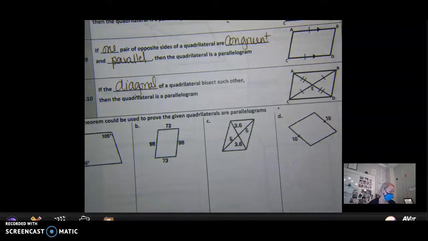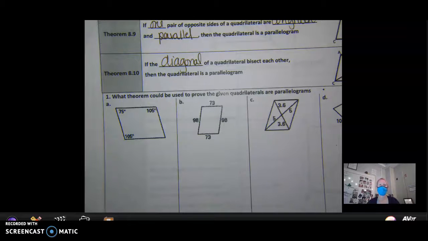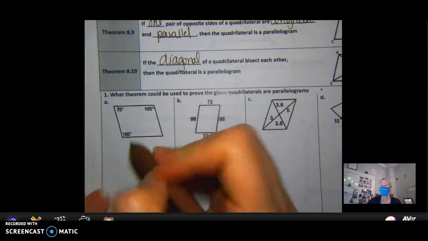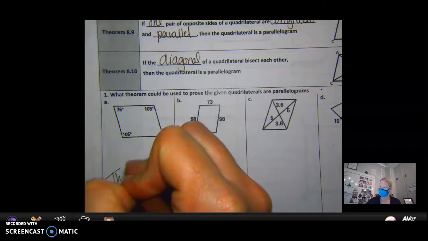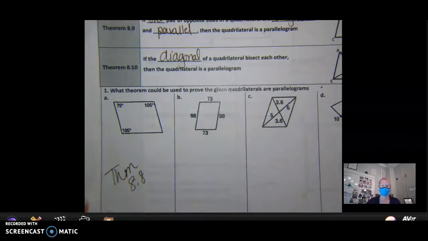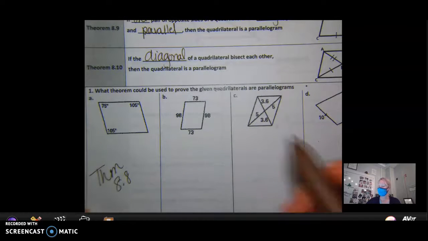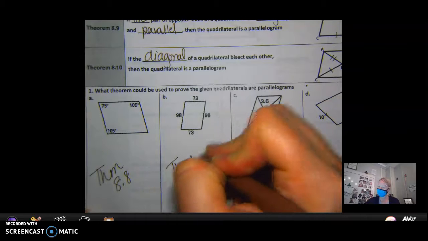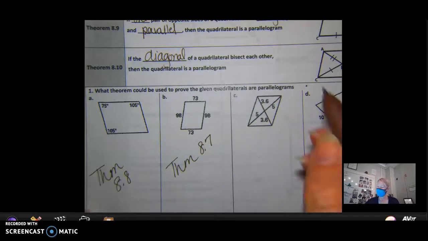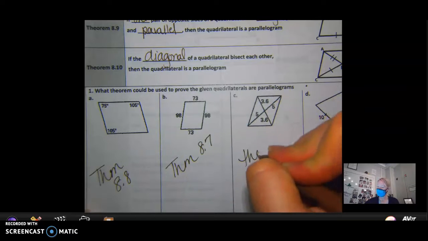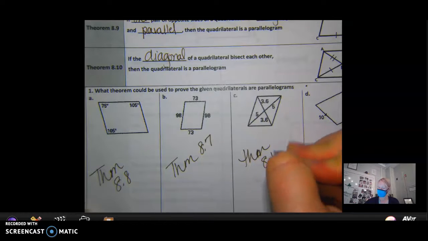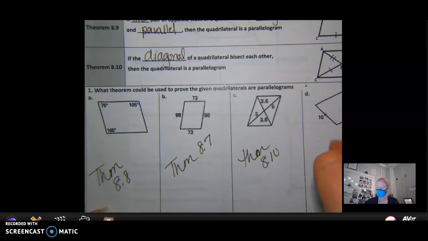Go ahead and try A, B, C, and D on number 1 down below. What theorem can be used to prove the given quadrilaterals are parallelogram? So which theorem would this be? Theorem 8.8 is correct. B, which theorem would that be? Good. C, which theorem? Awesome. And then the last one would be which theorem? Awesome. Good job. Okay, next page.